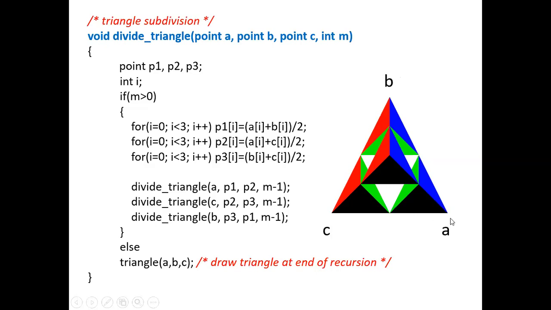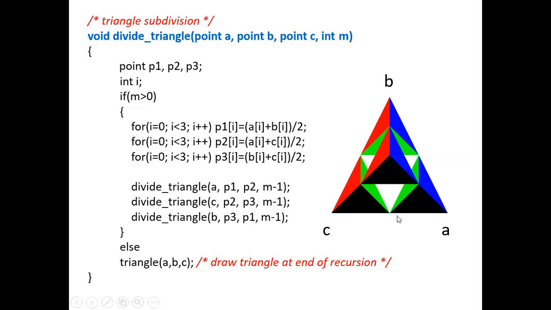P1 of i is equal to A of i plus B of i divided by 2. So I'll be finding the midpoint. Again P2 of i: P2 of i is nothing but the midpoint of the A and C edge. So AB, AC and BC. So A of i plus C of i divided by 2. Again P3 of i is the midpoint of B and C, B of i plus C of i divided by 2, because I have to divide the triangle.